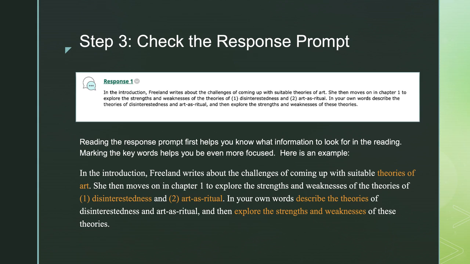So I should probably be looking for examples of modern art and how each of those theories describes modern art. And then the next thing it tells me I need to do is explore the strengths and weaknesses of these theories. So again, as I read about these 2 theories, I need to be looking at what their strengths are, how they help us understand certain types of art, and what the weaknesses are. What are the types of art that these theories can't really help us understand or explain? By looking at that prompt first, it really focuses me and tells me what information I should be looking for as I read the chapter, what's going to be most important in helping me complete my assignments.